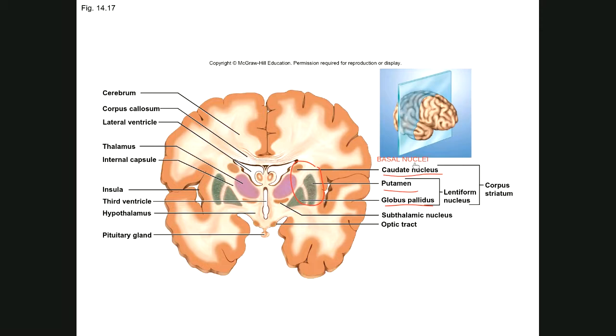But the basal nuclei is controlled and regulated by a hormone, or I'm sorry, by a neurotransmitter. And the neurotransmitter that regulates the basal nuclei was a neurotransmitter that came from where?